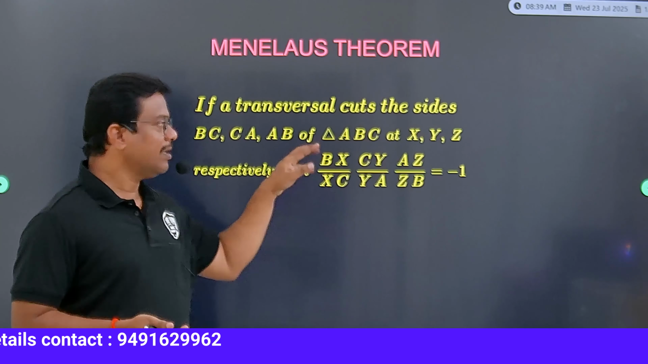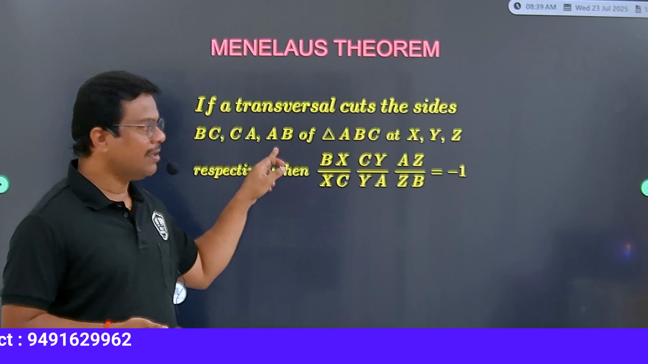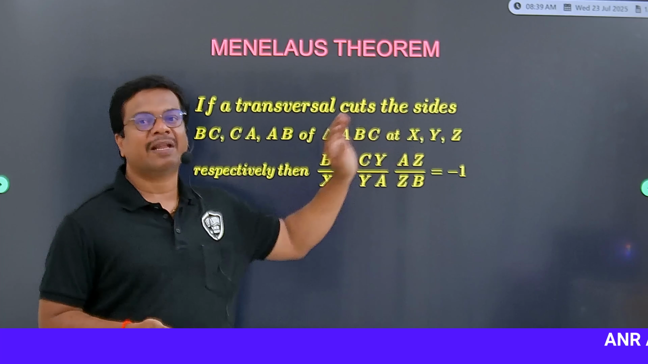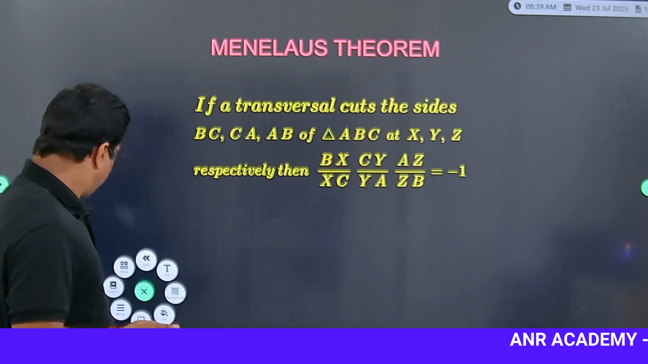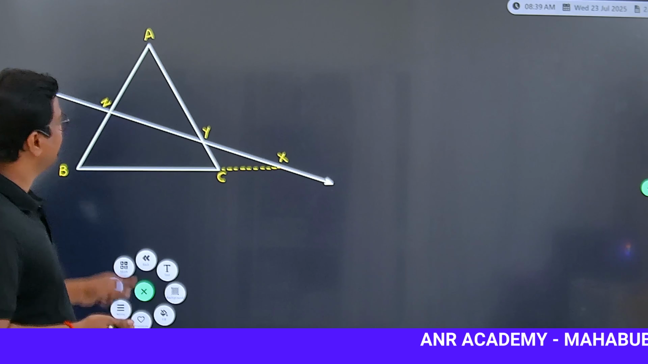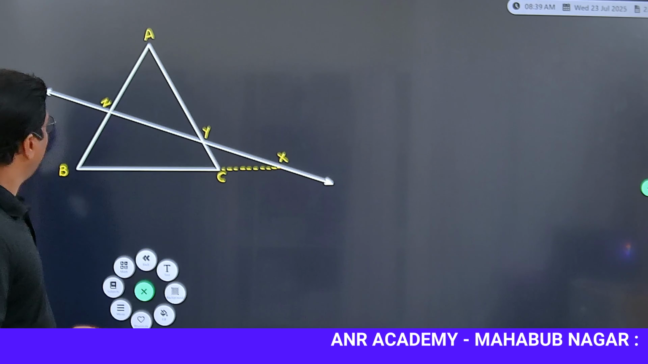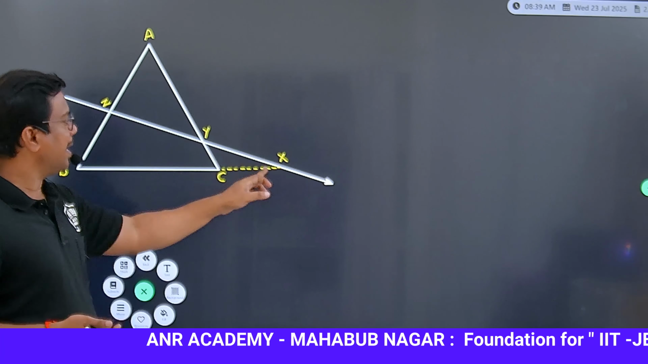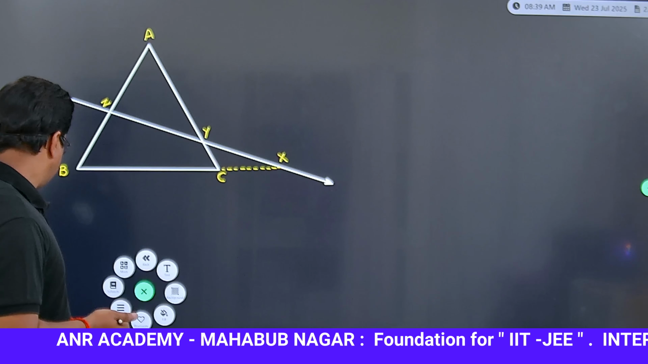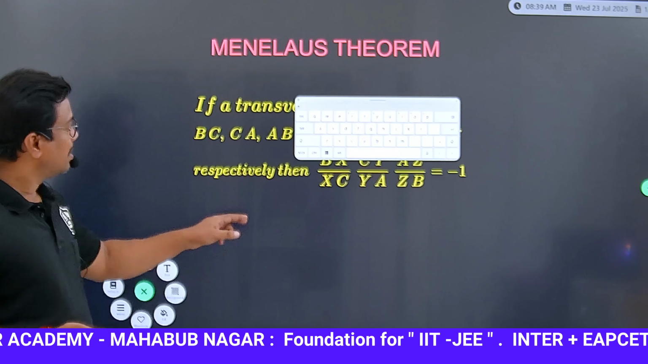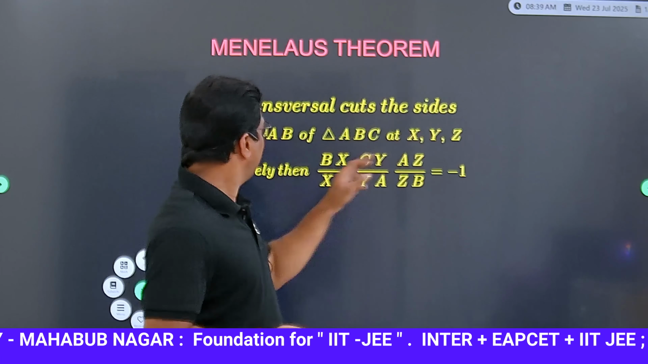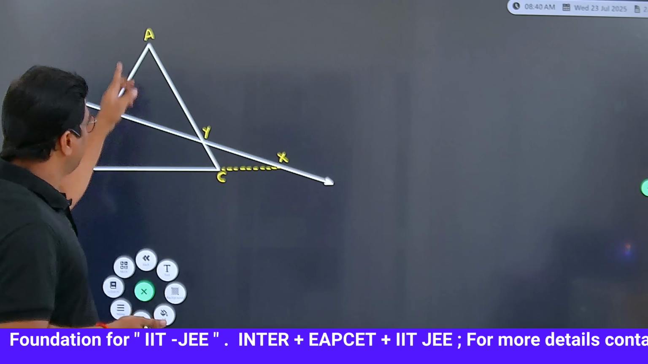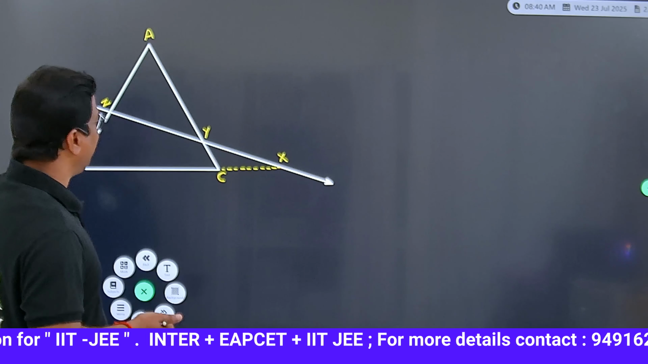In triangle ABC, three sides BC, CA, AB, and there is a transversal that cuts the three sides at capital X, capital Y, capital Z is given. See this figure. This is the triangle ABC and this is the transversal line. It cuts the side BC at X. Next, given in the question, BC at X, CA at Y. See here in the figure, CA at Y, next AB at Z.